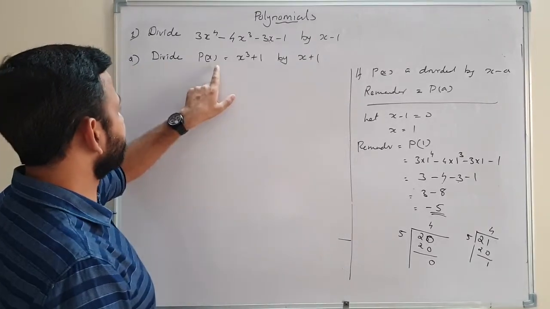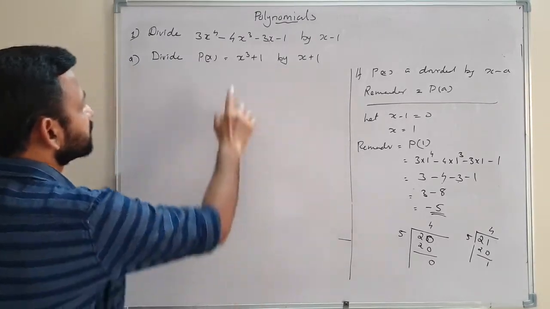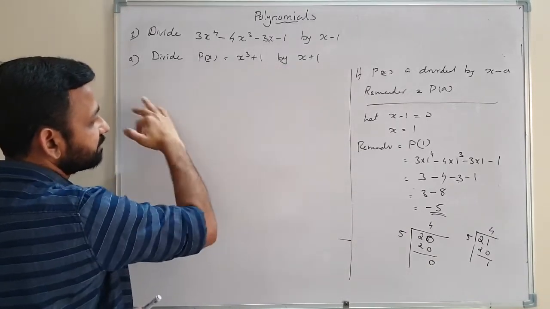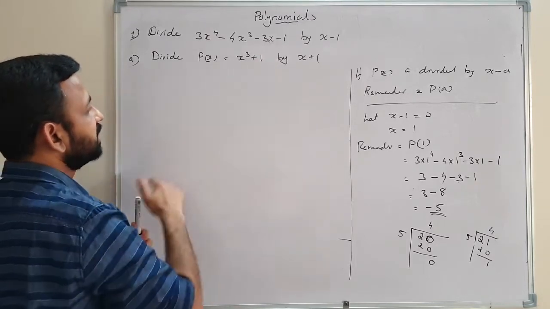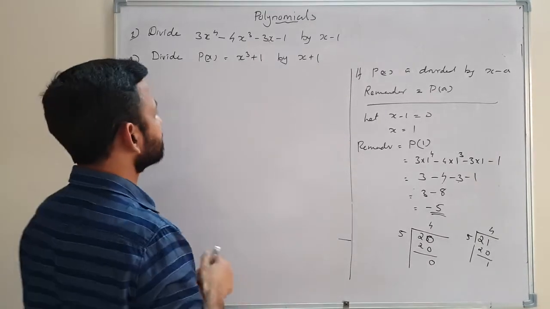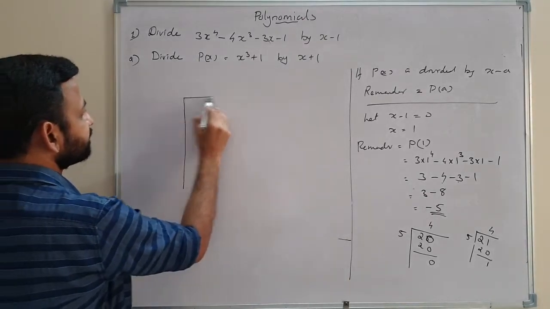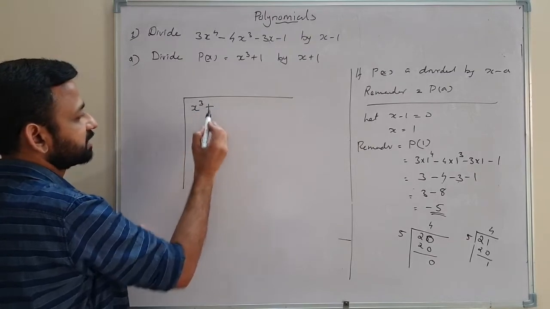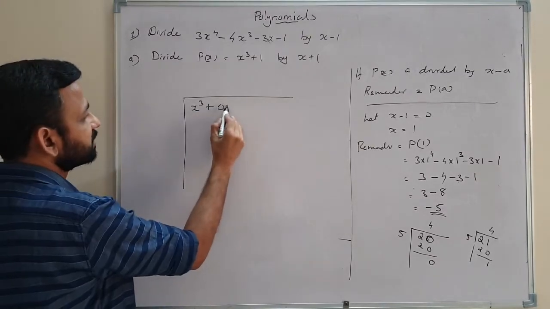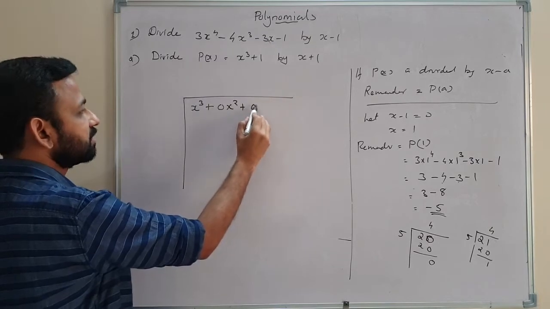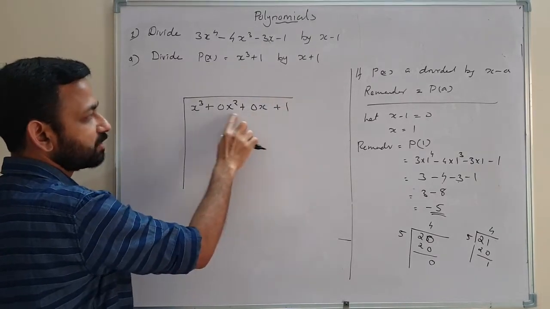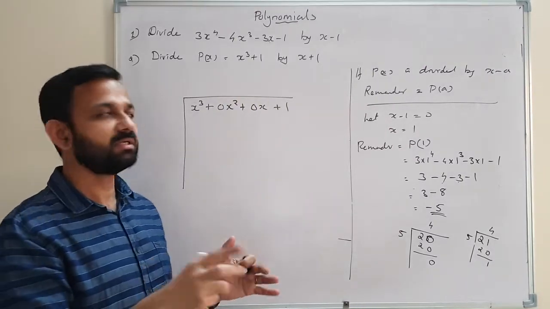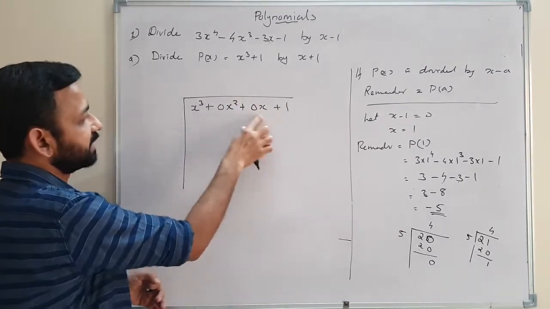Second question: here we need to divide p(x) by x plus 1. So this is the dividend and this is the divisor. The dividend we will write on the right side and the divisor on the left side. And here some terms are missing: the x square term is not there, and the x term is not there. So we will do the division in decreasing order of their powers: x cube, then the x square term is not there, so we can write 0x square plus 0x plus 1. But it is not necessary, it's not compulsory. Without writing this also we can do the division, but some children make mistakes, that's why we are writing this.